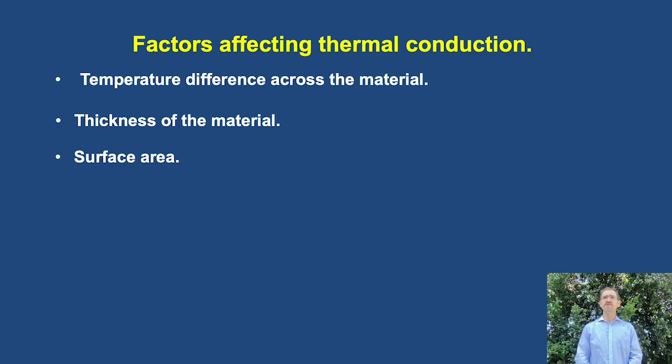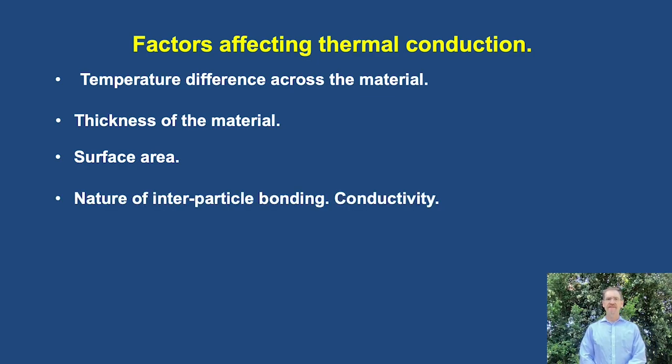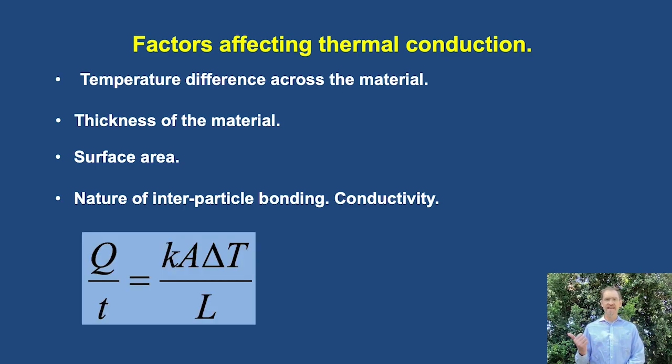The surface area exposure to the heat source and the surface area exposure to the heat destination is going to influence the rate of heat flow through the material. And then there is the nature of the interparticle bonding within the material. This is an intrinsic property, a physical property of the material itself, which is unique to each different conductor. This equation that we see here is not one of our Year 11 equations. It doesn't feature in your formula and data sheet, but it sums up factors affecting thermal conduction.